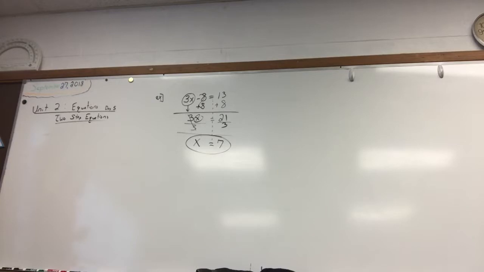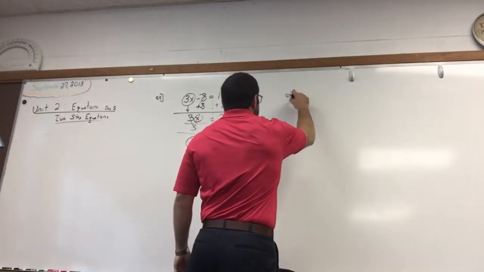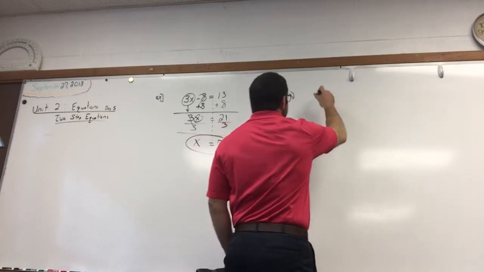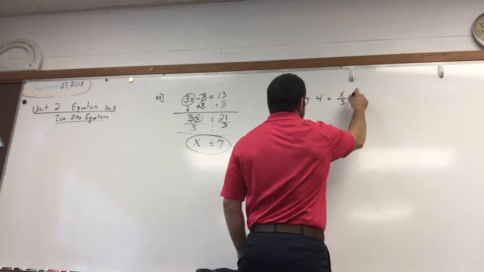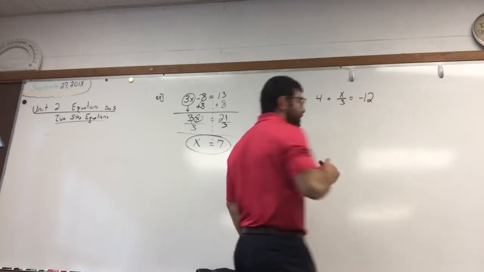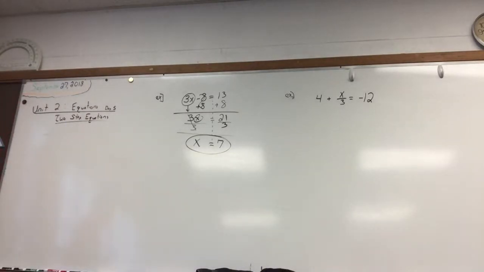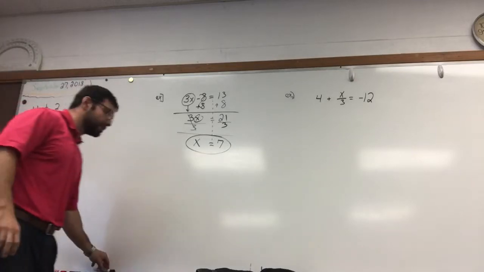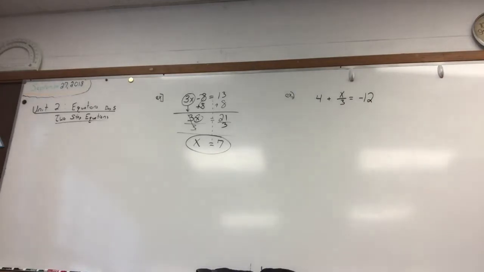Can we do another one? Okay. Let's go. 4 plus x over 3 equals -12. A little bit trickier. I want you to try the first couple steps. So see what you can do for example 2. Let me know what you come up with. Show me your work. Follow the rules. Go from there. And if you need help, raise your hand.